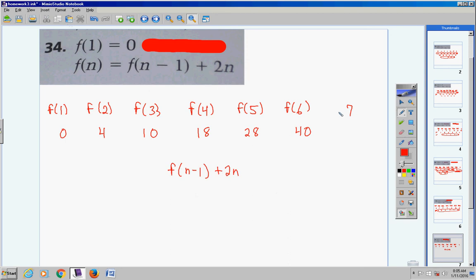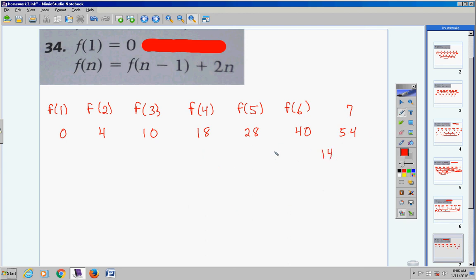And then lastly, we're going to substitute 7 in for n. 7 minus 1 is 6. F of 6 is 40. 2 times 7 is 14. So 40 positive 14 is 54. Okay. So there we go. We found our 7 values. Now let's find our first differences.